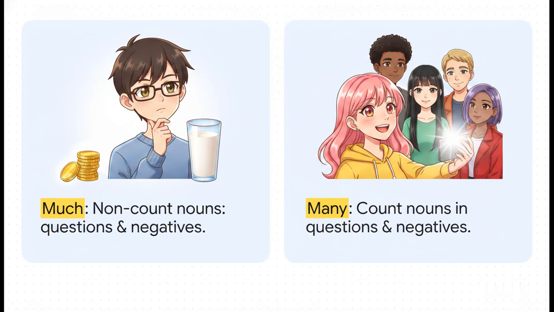Now on the right we have many. Many pairs exclusively with count nouns, again in questions and negatives. Think people or photos. Like how many people were at the party, or I didn't take many photos.